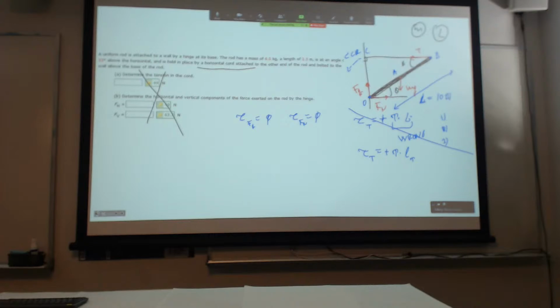That I don't understand. Line of action is the extension of the vector of a force. That is correct, but that is not lever arm. That's the line of action. This blue dotted line is the line of action of the force of tension. What is the definition of the lever arm? It's perpendicular to the axis.